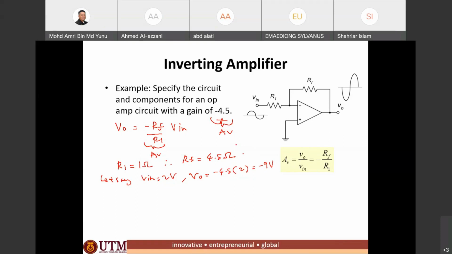In this case, if you apply a constant value, if you look at the magnitude, especially the sign, of course, negative 9 is much smaller than 2 volt. So that is true from an engineering point of view.